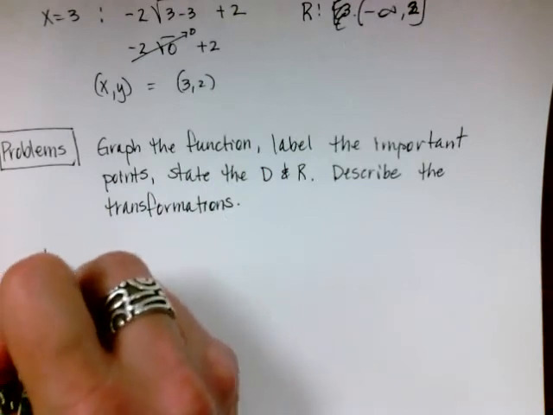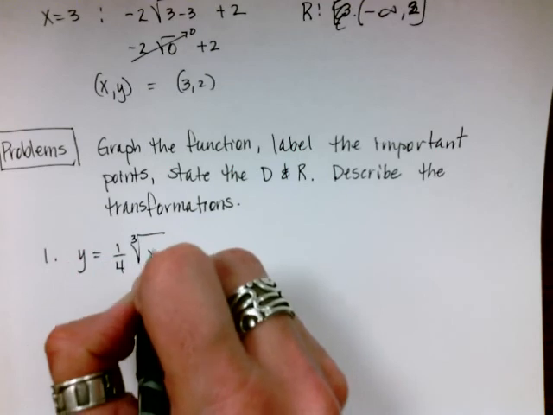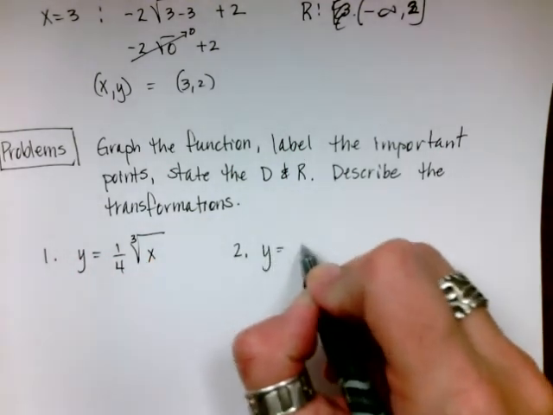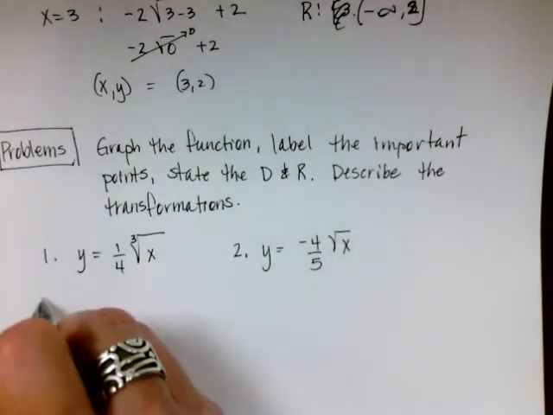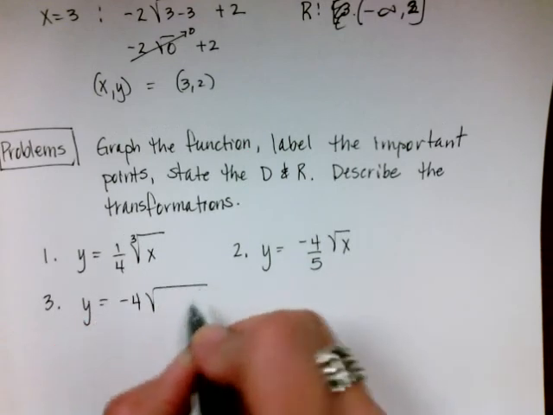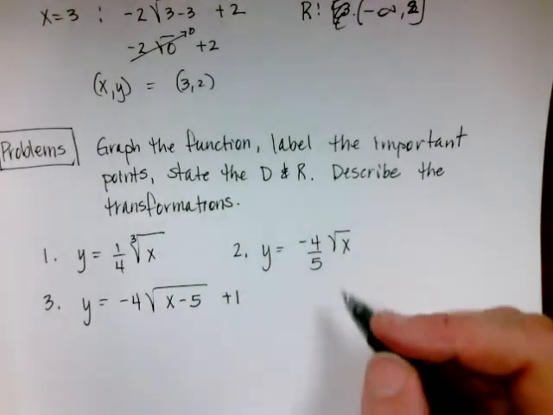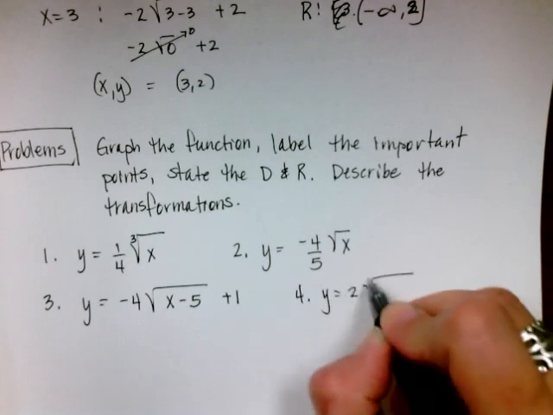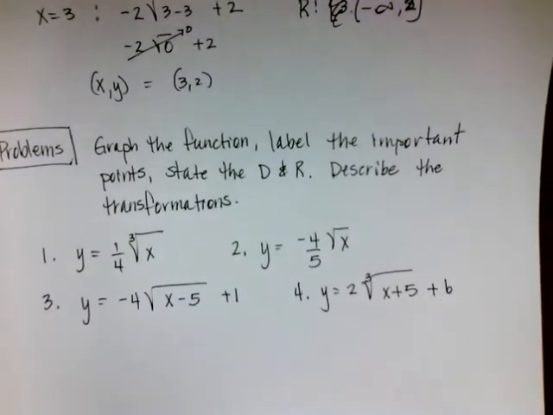Your first equation is y is equal to 1/4 times the cube root of x. Your second equation is y is equal to negative 4/5 times the square root of x. The third one, y is equal to negative 1/4 times the square root of x minus 5, plus 1. And my fourth equation is y is equal to 2 times the cube root of x plus 5, plus 6.